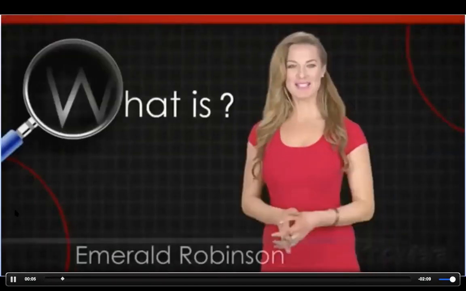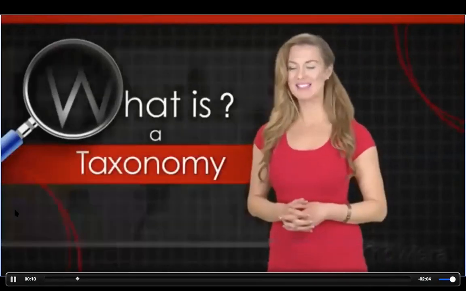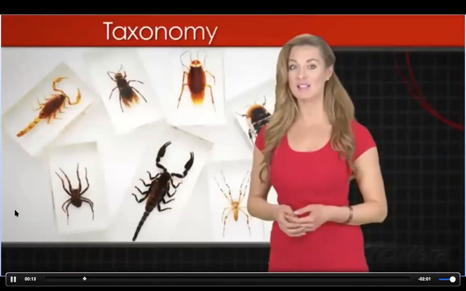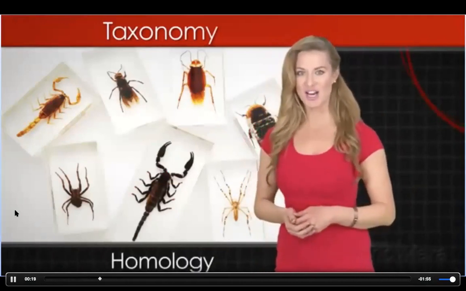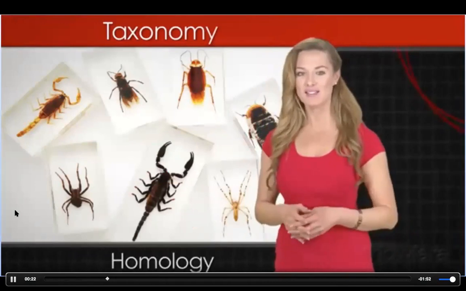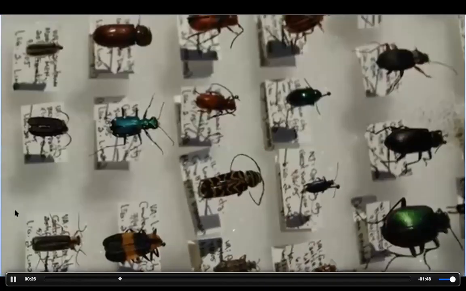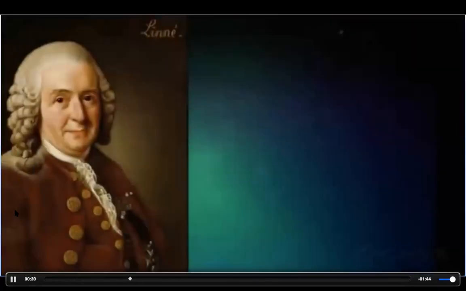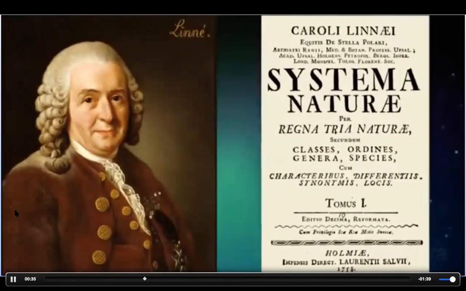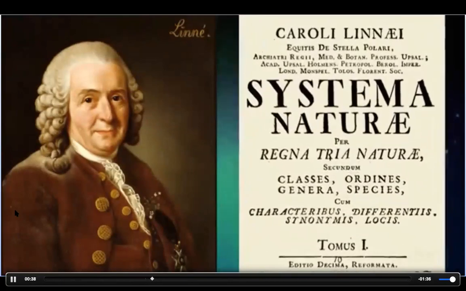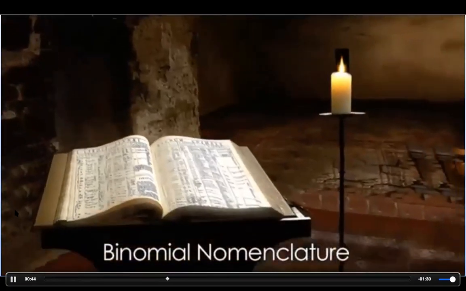Hi, I'm Emerald Robinson, and in this What Is video, we're going to discuss taxonomy. Taxonomy is a system that biologists use to group organisms based on similar characteristics. Taxonomy is based on a concept called homology, shared characteristics that have been passed down from a common ancestor. Although humans have been classifying organisms by various methods since ancient times, Swedish biologist Carolus Linnaeus is considered to be the father of modern taxonomy. His most famous work, Systema Naturae, established a system we still use today to determine an organism's scientific name. This system is called binomial nomenclature.